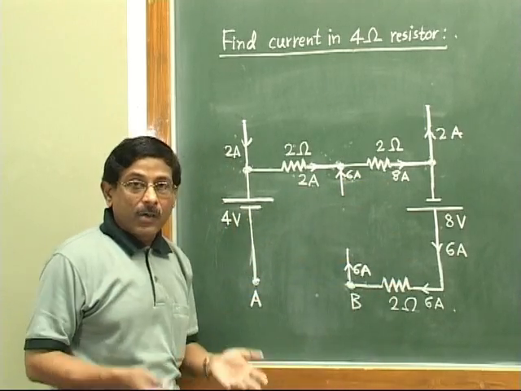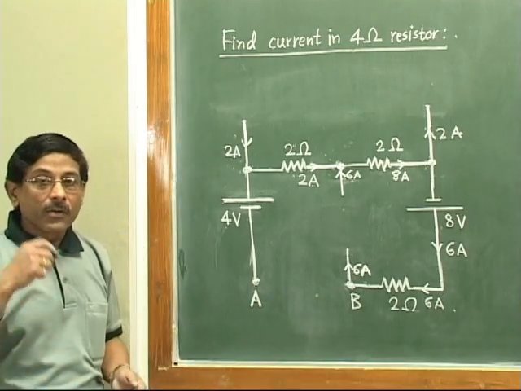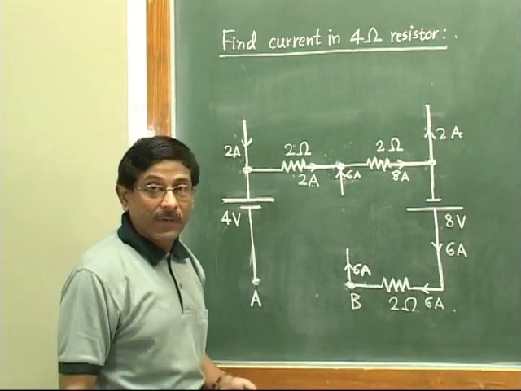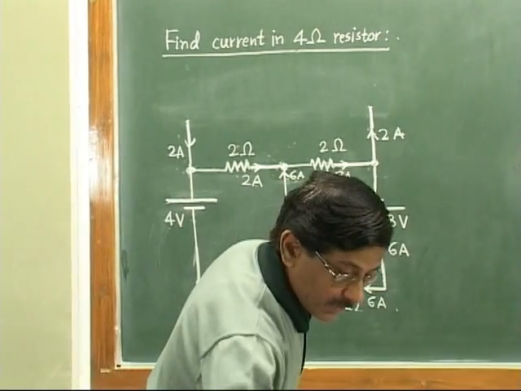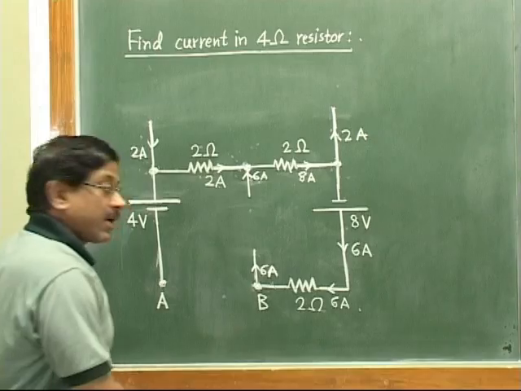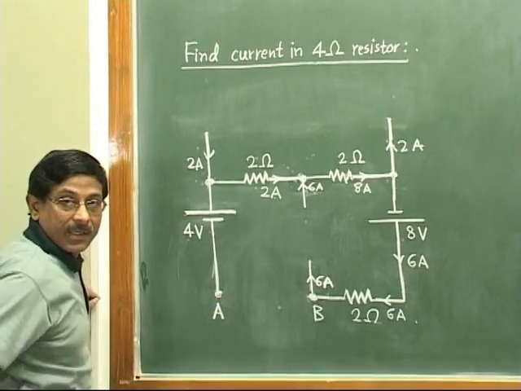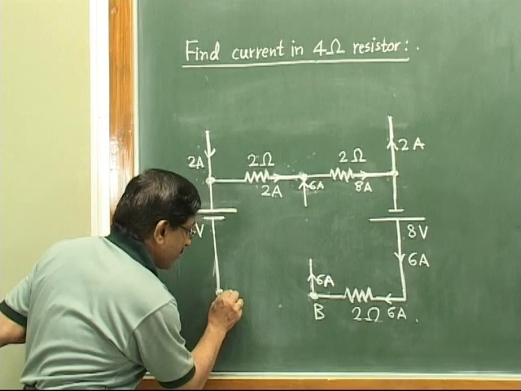And further, now next or third step is to find VTH. How to find VTH? We have to assume a fictitious or imaginary voltage source across the open terminals. Suppose I assume it like this.